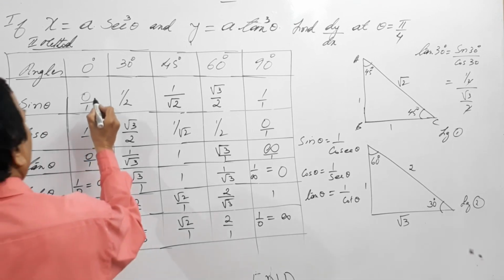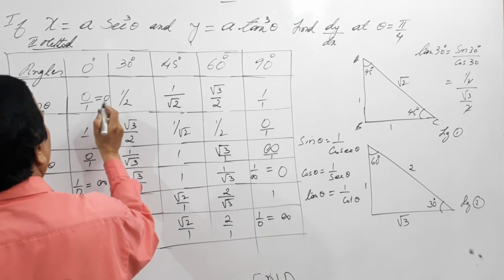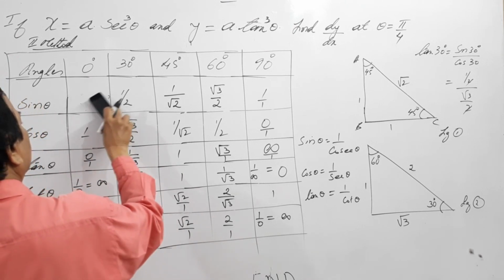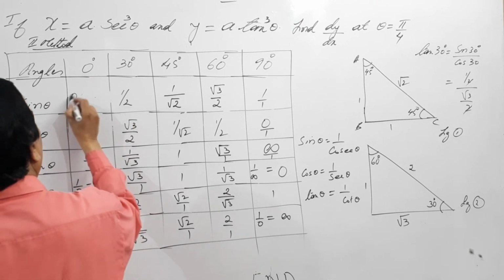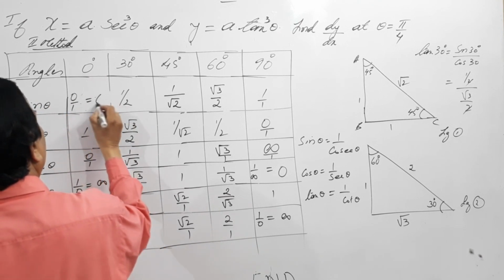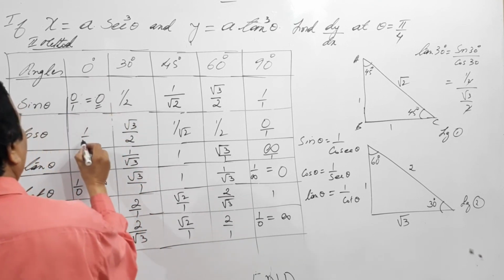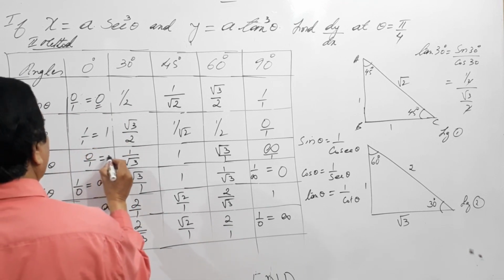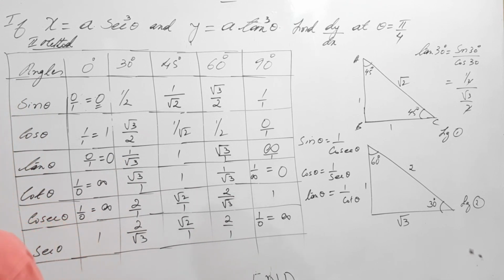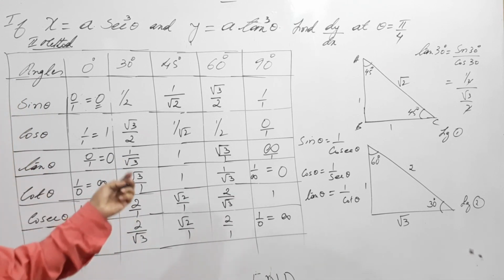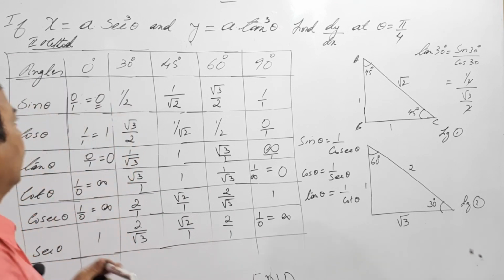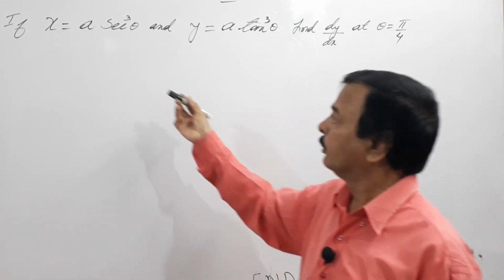So this is 0. Zero by 1 equals 0. This is a value. 1 by 1, this is nothing but 1. So this is 0 by 1 equals 0. Remaining, you have already made a note of this, so stick to that. So I am going to rub this, students. Okay students, we take this problem.